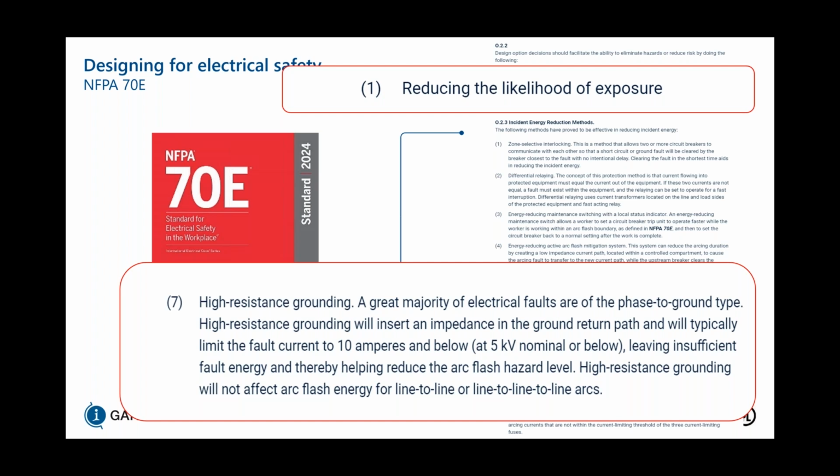Because if we have 2 points faulted on either phase A and B or phase B and C, we can see that the fault current between those 2 points is just going to circulate between those two, and the neutral grounding resistor may not see that current. So it will not affect arc flash energy for line to line or line to line to line arcs. But it still does an excellent job at reducing the likelihood for 95% of the cases, which is great.